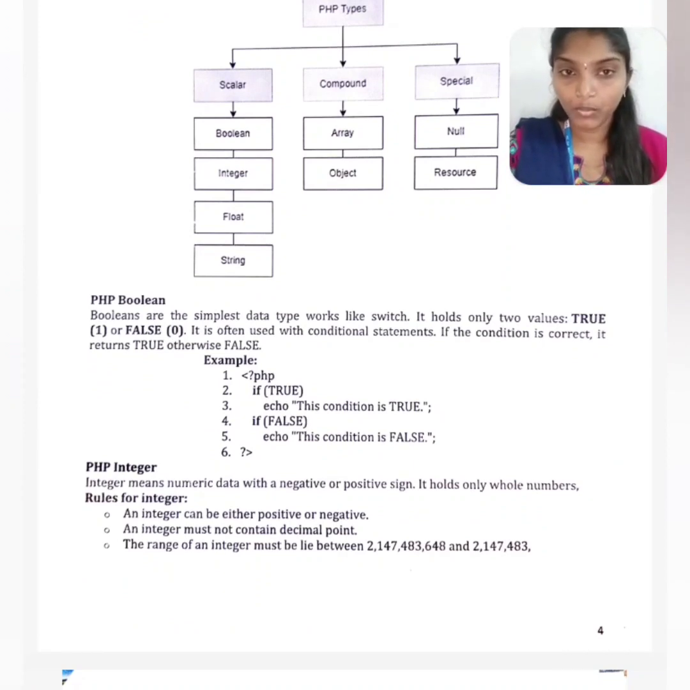PHP Boolean. Boolean is a simple data type that works like a switch. It holds only 2 values, true or false. True contains the value 1 and false contains the value 0. It is often used with conditional statements. If the condition is correct, it returns true, otherwise it returns false. This is the example program of PHP Boolean.